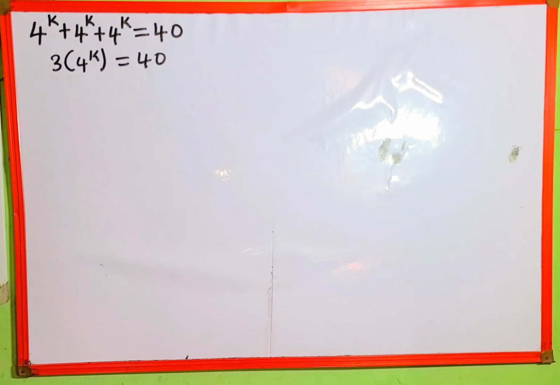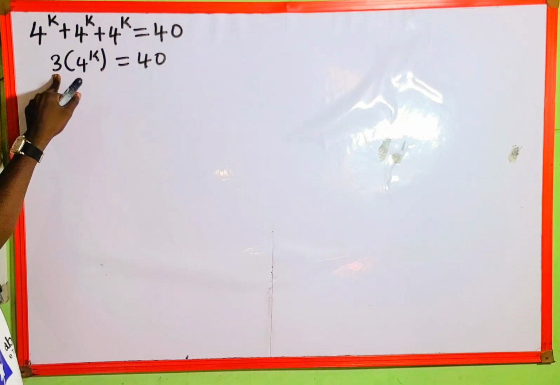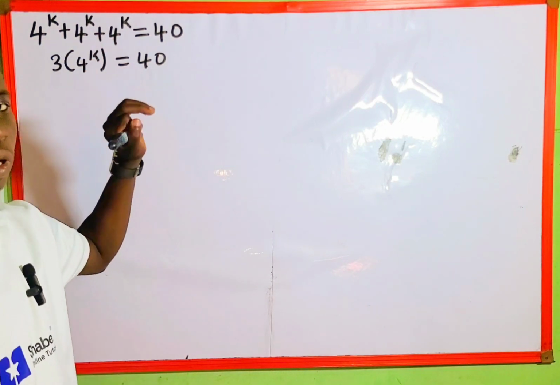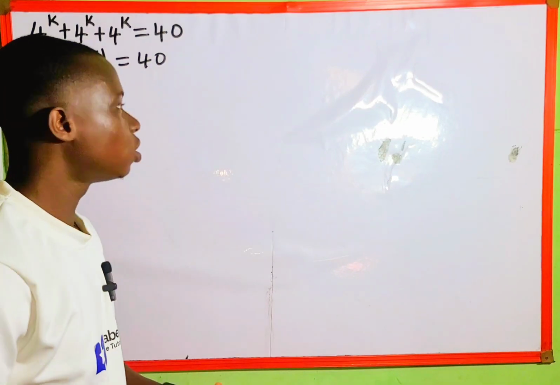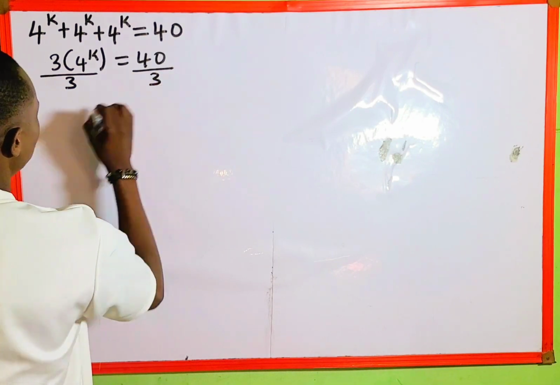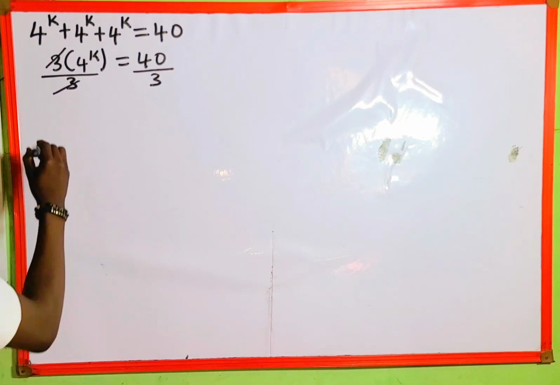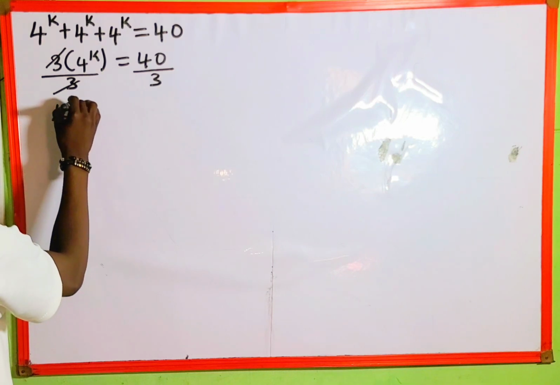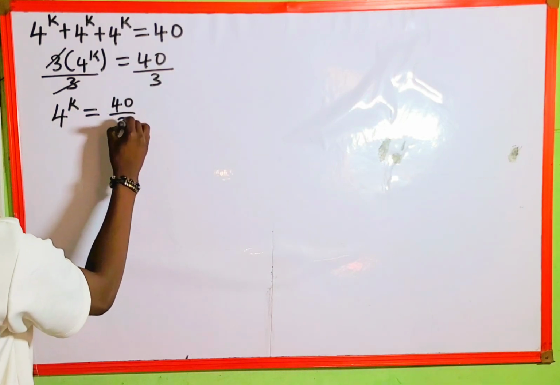Now the next thing we are going to do, remember we are looking for the value of k, and we have 3 here attached to 4^k. So we need to first eliminate this 3 by dividing both sides by 3. We divide the left hand side by 3 and also the right hand side by 3, so that this 3 eliminates this 3. On the left hand side we are left with only 4^k, which is equal to 40/3.